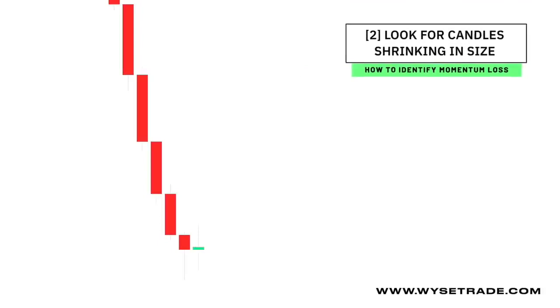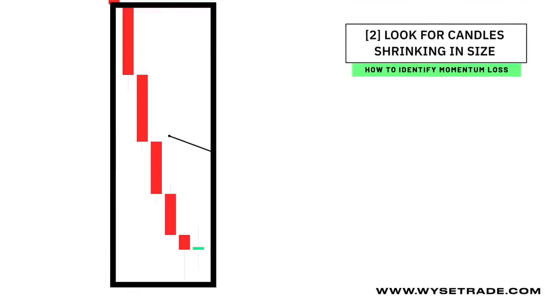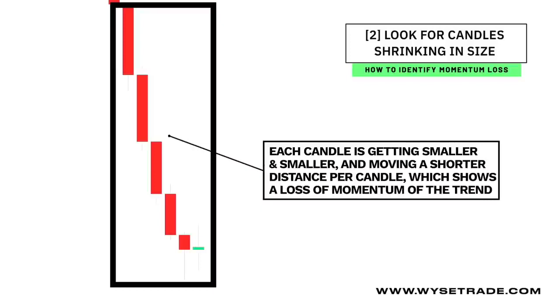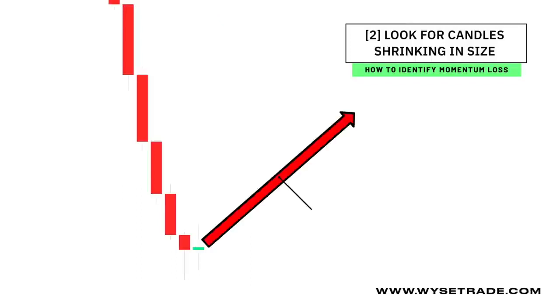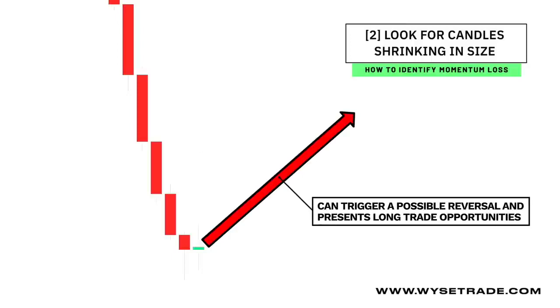The second way to identify momentum loss is to look for shrinking candles. In a downtrend, notice how you start with a big red candle and then every candle after gets smaller and smaller, which shows a loss of downwards momentum as the distance traveled per candle is less and less. This can lead to a possible reversal of price.